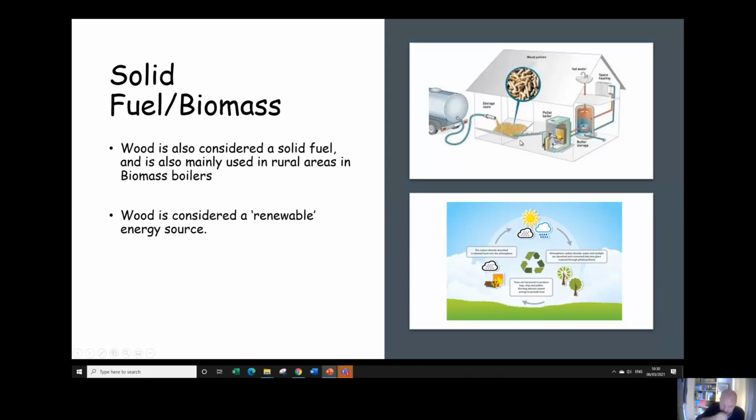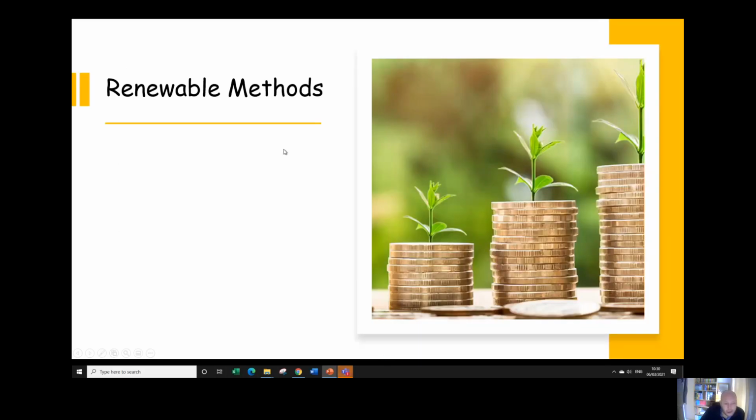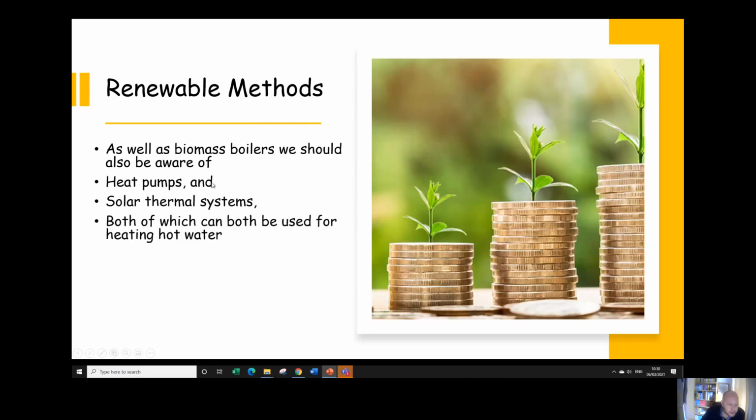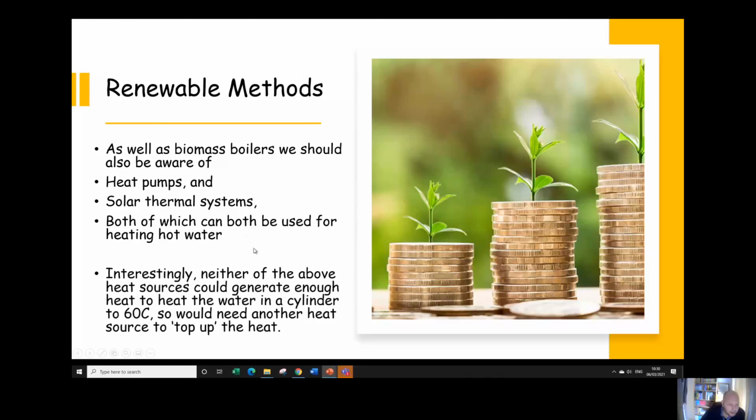And again, it can be used in rural areas. So we're going to look at a few other renewable methods, as well as the biomass boilers. We should be aware of heat pumps and solar thermal systems. Solar thermals mainly for the heat and the hot water. But even if we did use them for heating a hot water cylinder, we'd need another heat source to take that water temperature up to the 60 degrees minimum that we should have our hot water stored at.